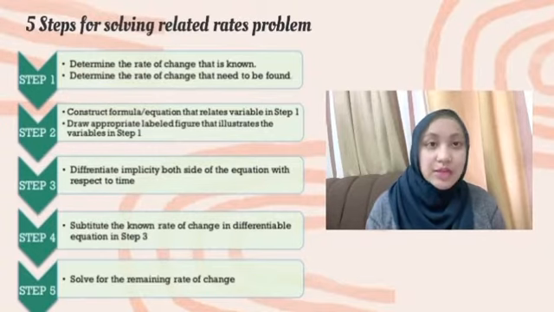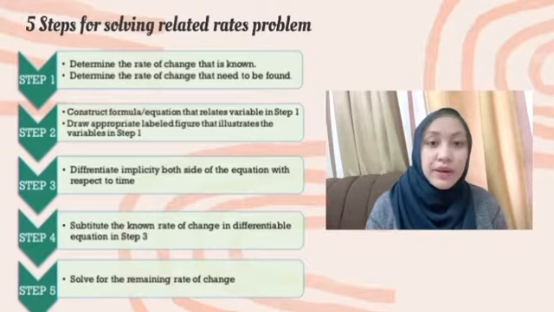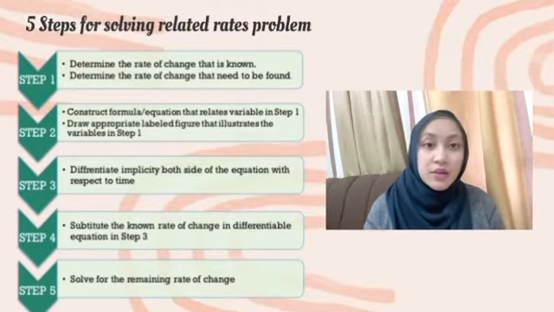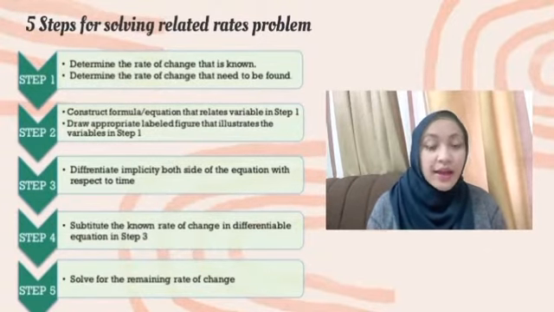Step 3. Differentiate implicitly both sides of the equation with respect to time. Step 4. Substitute the known rate of change into the differentiated equation in step 3. And step 5. Solve for the remaining rate of change.